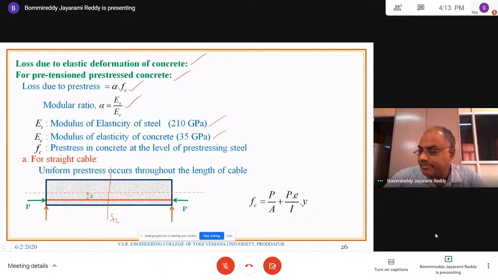M by I into Y. Actually, this is M by Z. Z will be used only for either the bottom or the top. But here you want to find out the stress at the level of the steel reinforcement, at the level of pre-stressing steel. So M by I multiplied by Y. What is the Y value here? Y value itself is E only, because Y is the distance of the pre-stressing cable from the neutral axis. So here E and Y are both one and the same in the case of a straight cable.